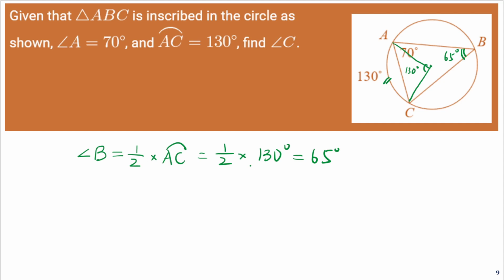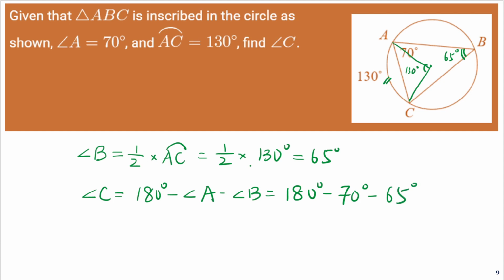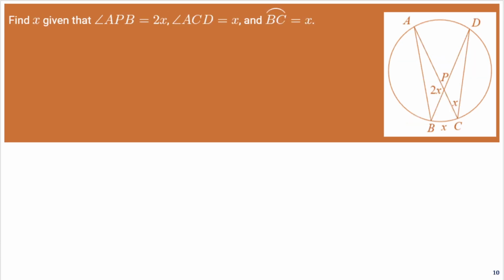If you know angle A, you know angle B, of course you can find angle C, which is 180 degrees minus angle A minus angle B, which is 180 degrees minus 70 degrees minus 65 degrees, right? Are you clear? Any questions? Alright, if no questions, let's consider another one.